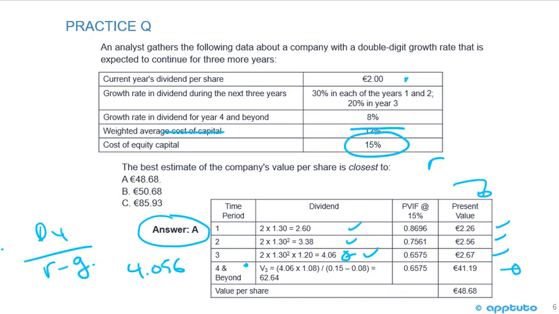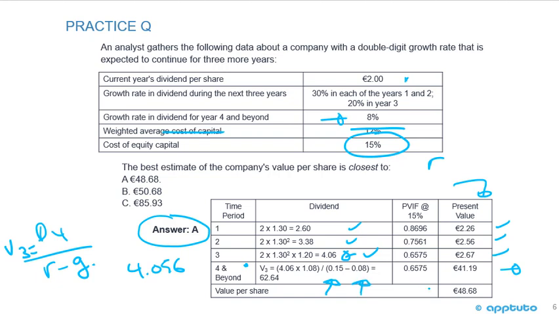So let's just have a look there. I'll just clean that up a bit. So the value 3 equals D4 over R minus G. Now we have the D3, but after that, it's going to grow at 8%. So you can see for the numerator, the dividend is $4.06 times 1.08 divided by our R minus G. Again, we're using the 15% and the 8%.